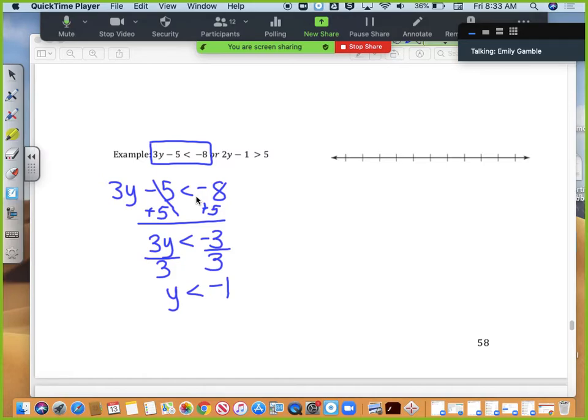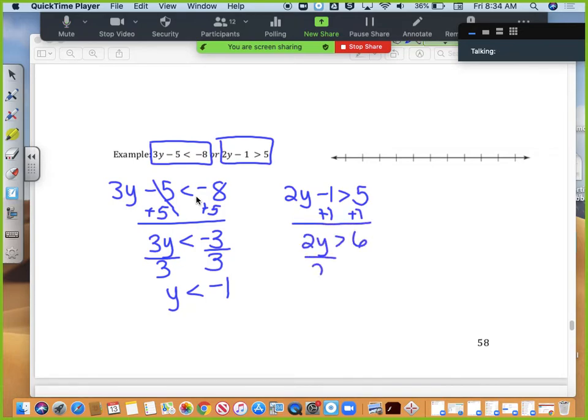So I know that I need negative 1 on my graph, but before I do that, I'm going to solve this one as well. The second one I need to solve is 2y minus 1 is greater than 5. Solving this one separately using different steps, I would add 1 to both sides. I get 2y is greater than 6. And then I divide by 2. I get y is greater than 3. So the two numbers I need on my graph are negative 1 and positive 3.